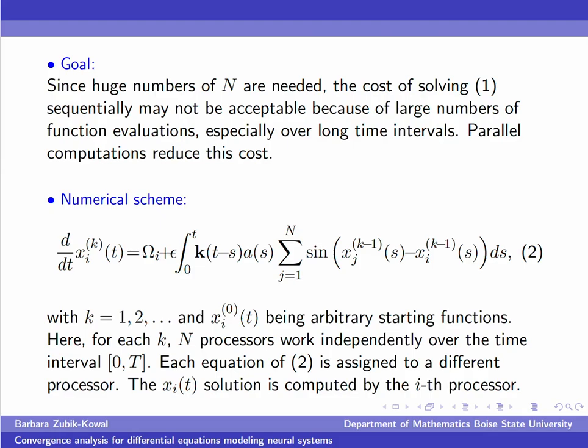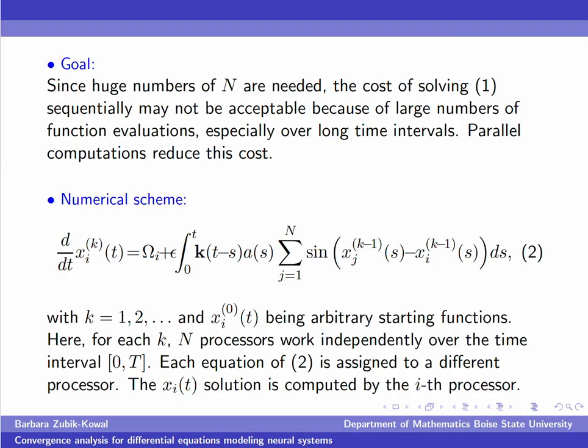If we introduce the numerical scheme 2, each equation is isolated from the other equations in this system. So this means that each equation can be solved by a different processor working completely independently over the entire interval where the solutions are needed.